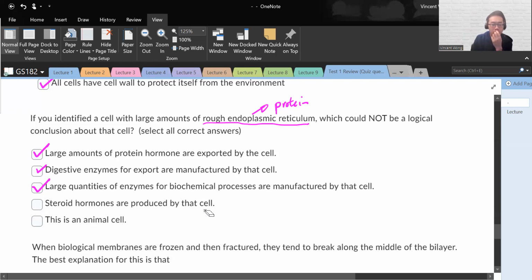Steroid hormones are produced by that cell. Should I check this one? What do you guys think? Does steroid hormone have anything to do with rough ER? No. That's the SER, exactly. That's a smooth ER, so no need to choose that one.